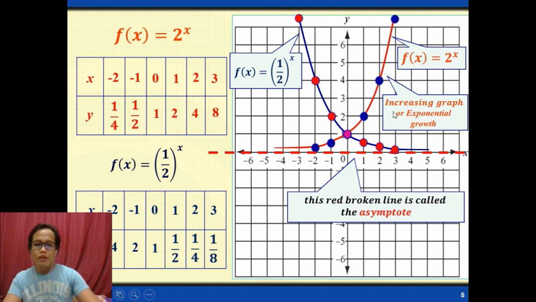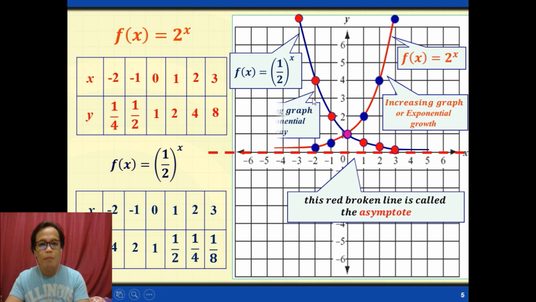Now, on the other hand, for the specific example, as you have observed, a is less than 1 or greater than 0. So a is in between 0 and 1. Now, this is what we call decreasing graph. The graph curves to the left. This is what we call decreasing graph or exponential decay.